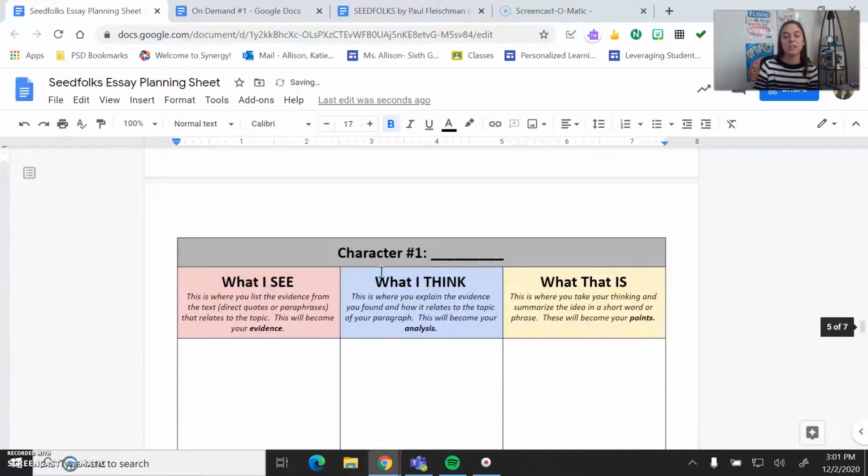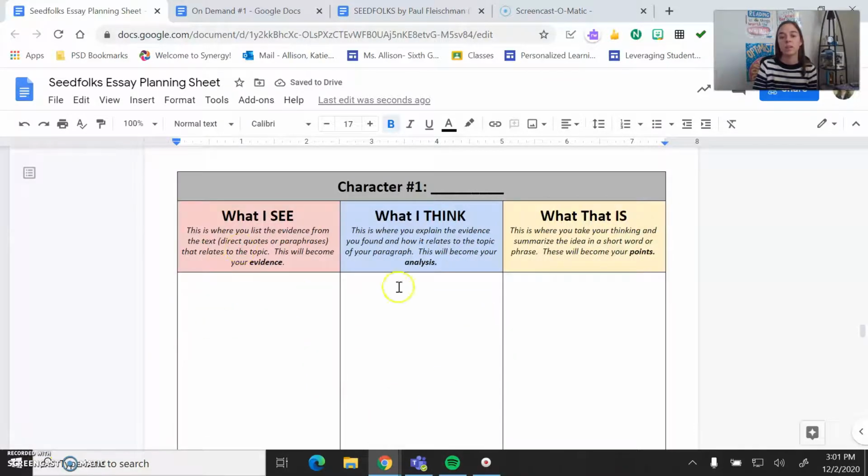Like, that is insane. This is going to help you get there. It's called What I See, What I Think, What That Is. This is only if you are so stuck that you don't know how to come up with 3 things for your character, okay? So let's walk through what this chart is and I'll show you an example.